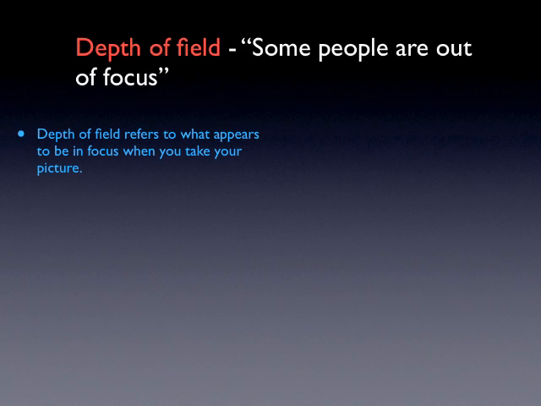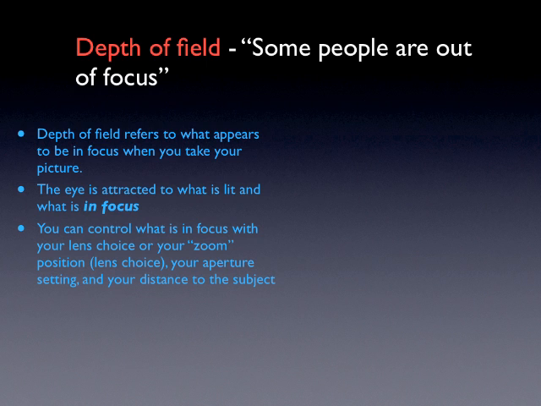Depth of field refers to what appears to be in focus when you take your picture. You need to know that there's only one point in a picture that's ever exactly in focus, but the points around it are close enough to being in focus that the eye thinks it's in focus, but it really isn't. In terms of focus, what matters is that the eye is attracted to two things: one, light, what is brightly lit, and two, what is in focus, what is sharp.